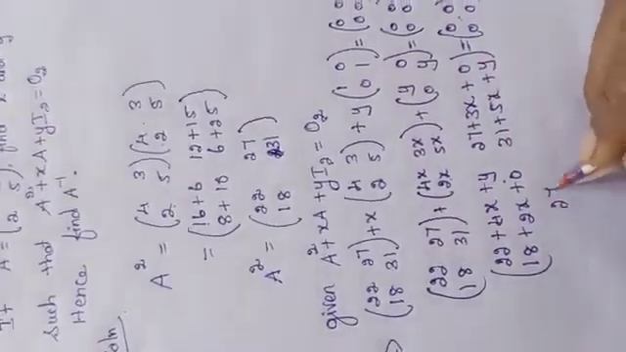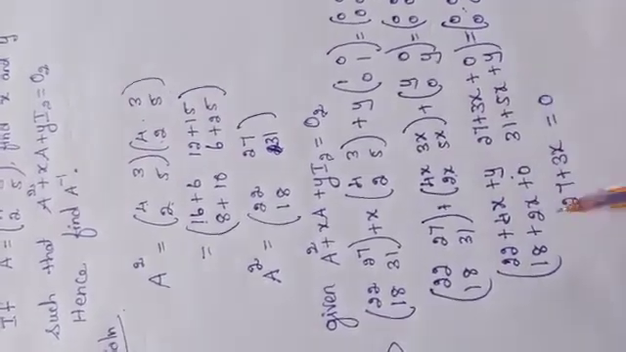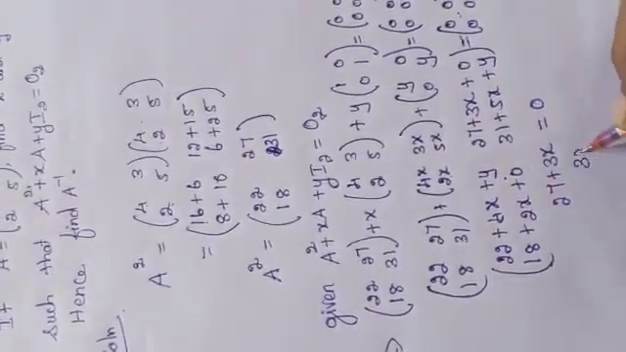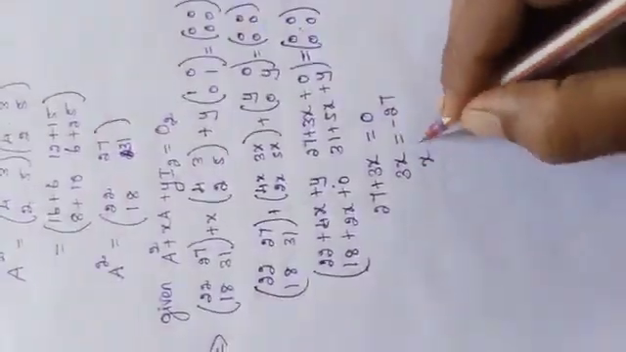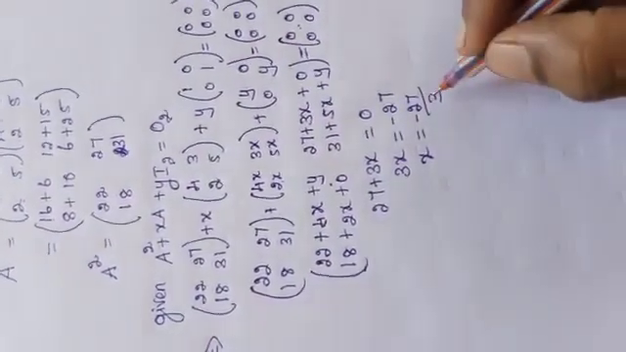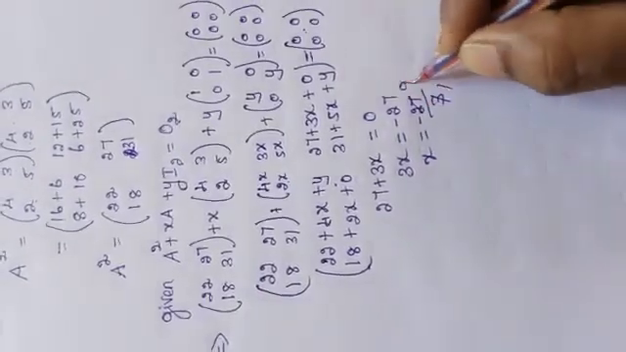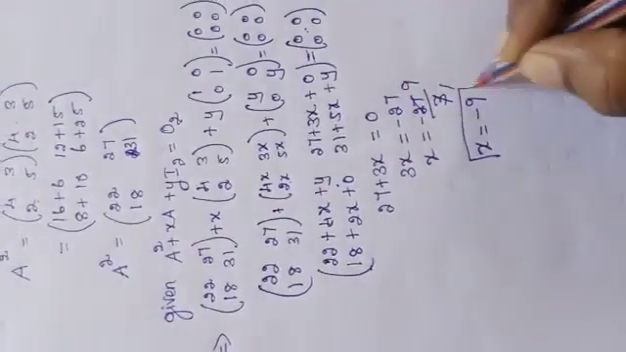So you can write 27 plus 3X is equal to 0. Or even you can equate this also. See here, 3X equal to minus 27. So X is equal to minus 27 divided by 3. We know it: 9 3s are 27. So 9. We have got it. X is equal to minus 9.